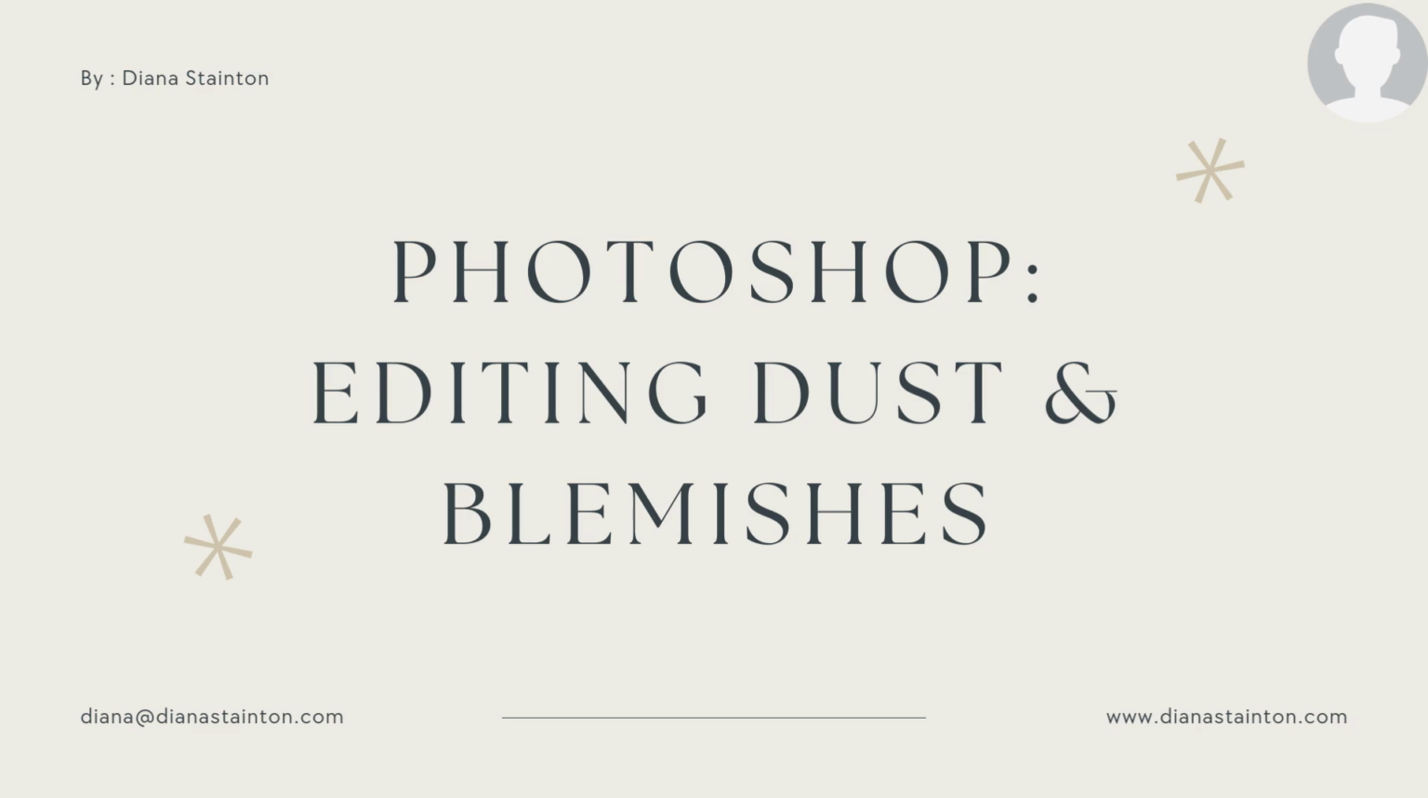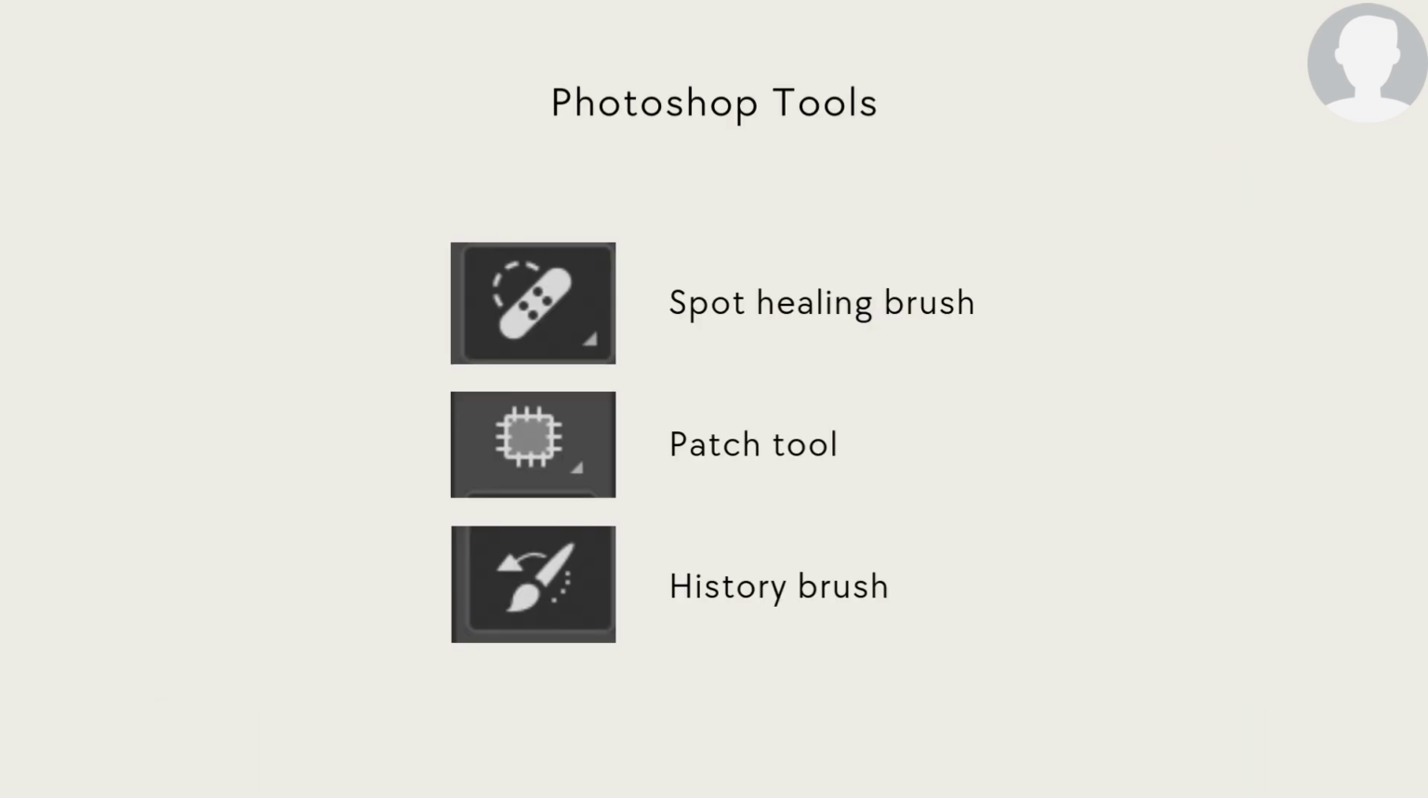In this lesson, I'm going to be talking you through how I would edit out dust and blemishes from a photo in Photoshop. I'm going to be using 3 tools, and the tools I'm going to be using are the spot healing brush, the patch tool, and the history brush.